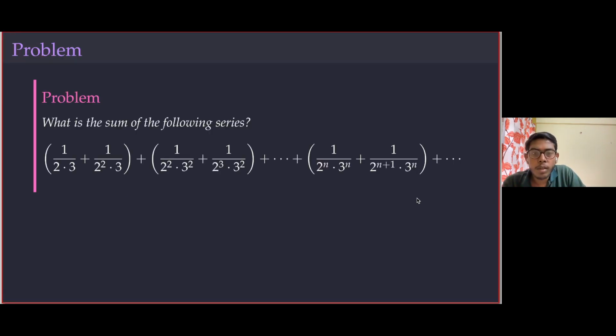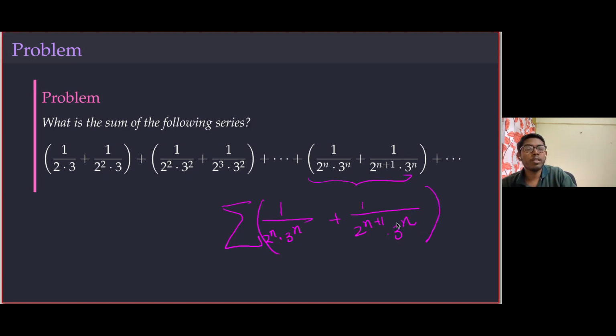What is the sum of the following series? The series is given: 1 by 2 times 3 plus 1 by 2 square times 3, and the general term is this. So we need to find the sum of 1 by 2 to the power n, 3 to the power n plus 1 by 2 to the power n plus 1 times 3 to the power n. We need to find what the sum of this series is. So pause the video, try for a solution, and then we will discuss the solution.